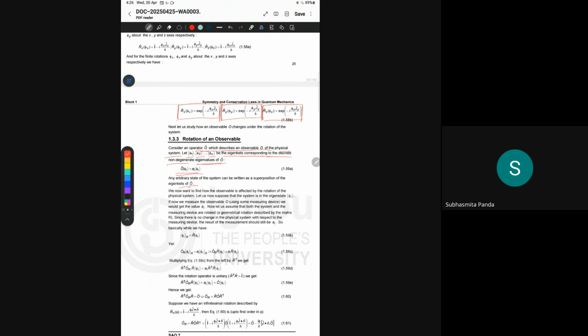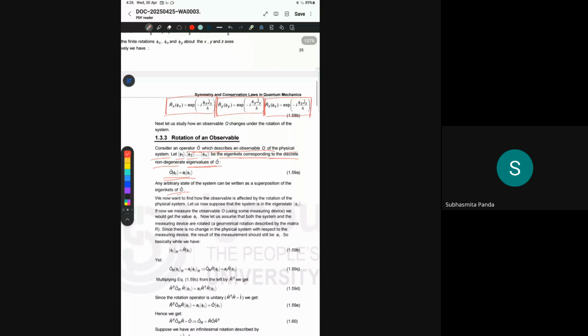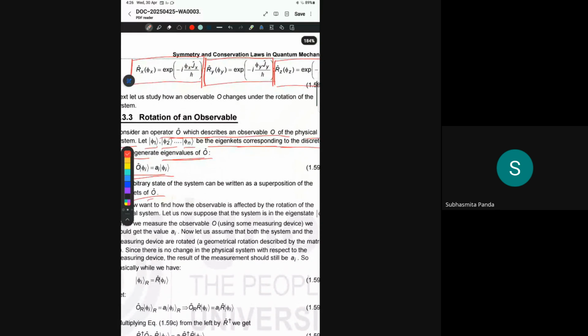Just like any wave function psi, you already have studied this. Let me write it. If you take any wave function psi, that will basically be equal to the summation over i of c i psi i, where the psi i are basically the energy eigenstates of the Hamiltonian.